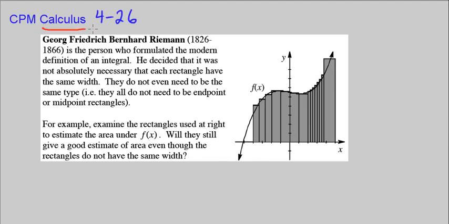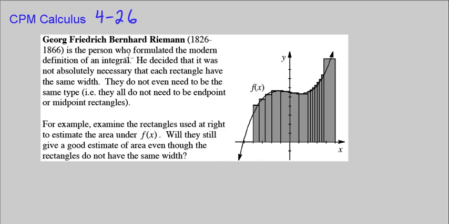This is CPM Calculus, Chapter 4, number 26. So here we're given a little history lesson. Georg Friedrich Bernhard Riemann. Yes, this is our famous Riemann sums guy, right? He was born in 1826 and died in 1866, so he only lived 40 years or so.